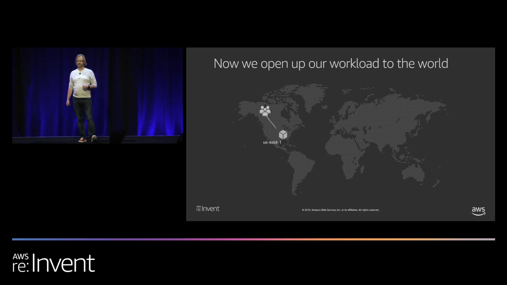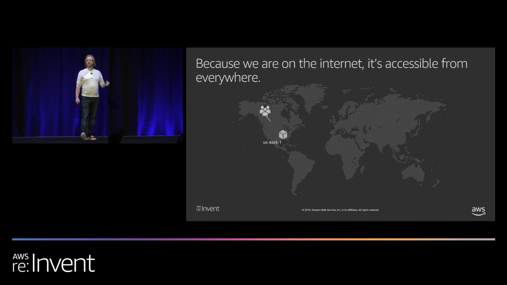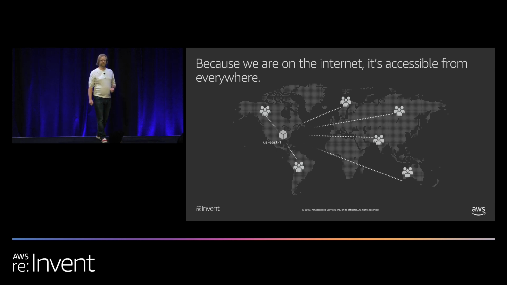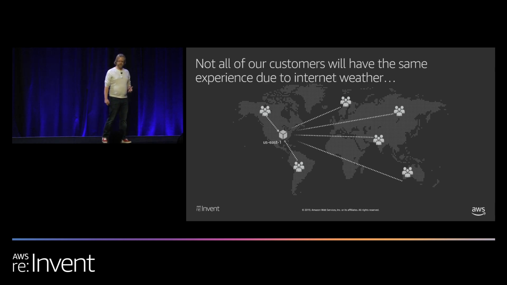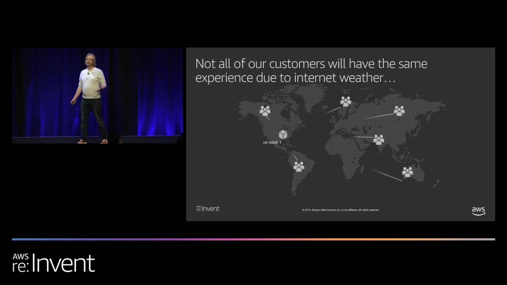Everybody's happy, right? Because we're on the internet and because your offerings and your applications are so well received, everybody else wants to get access to it as well. So they go ahead and they start communicating. But there's an issue. Not everything is the same, obviously. If we have somebody coming from APAC and going to your workload in North America, you're going to have some problems. You're going to suffer what we like to call internet weather.